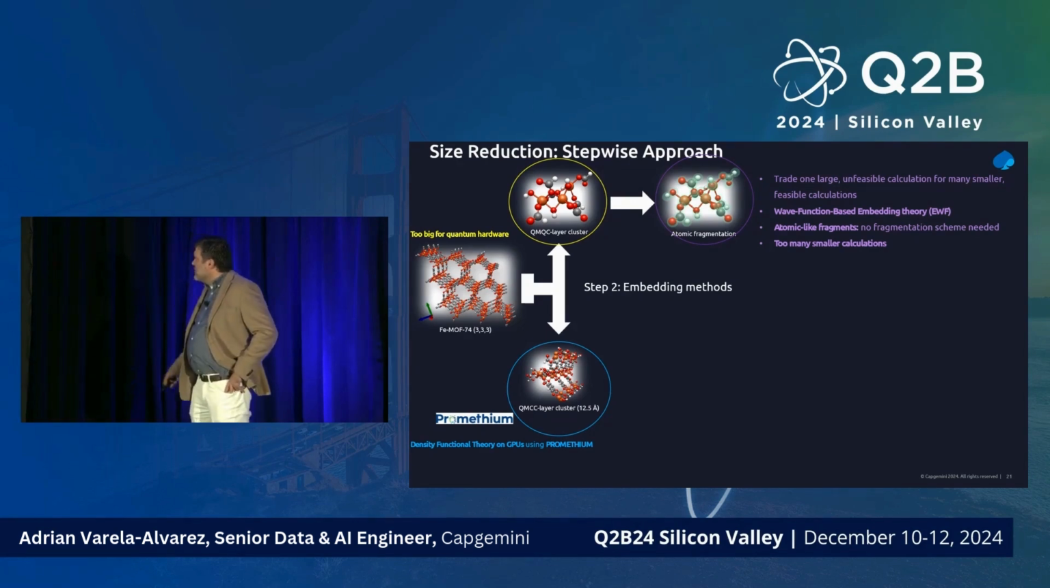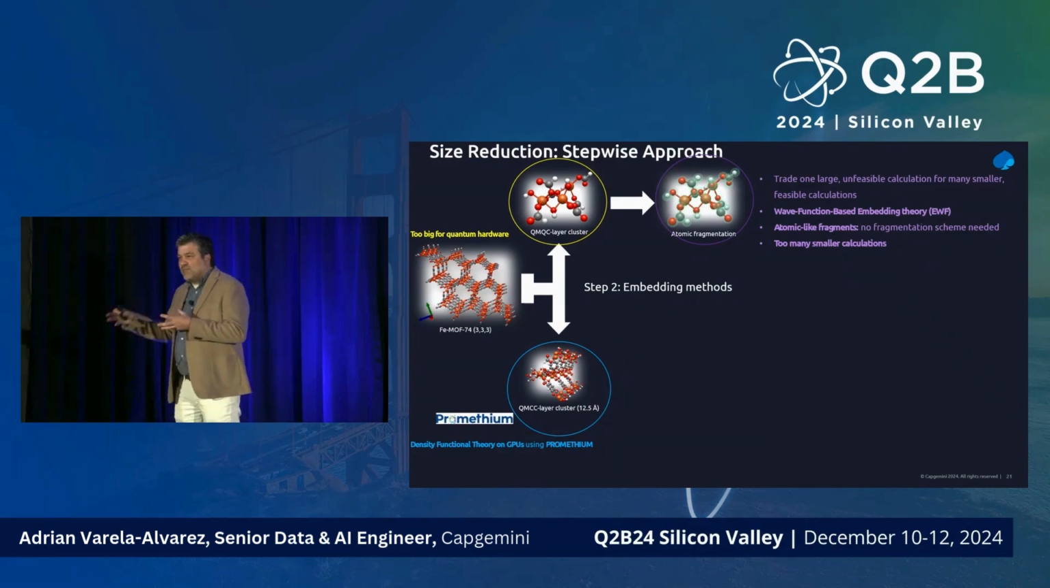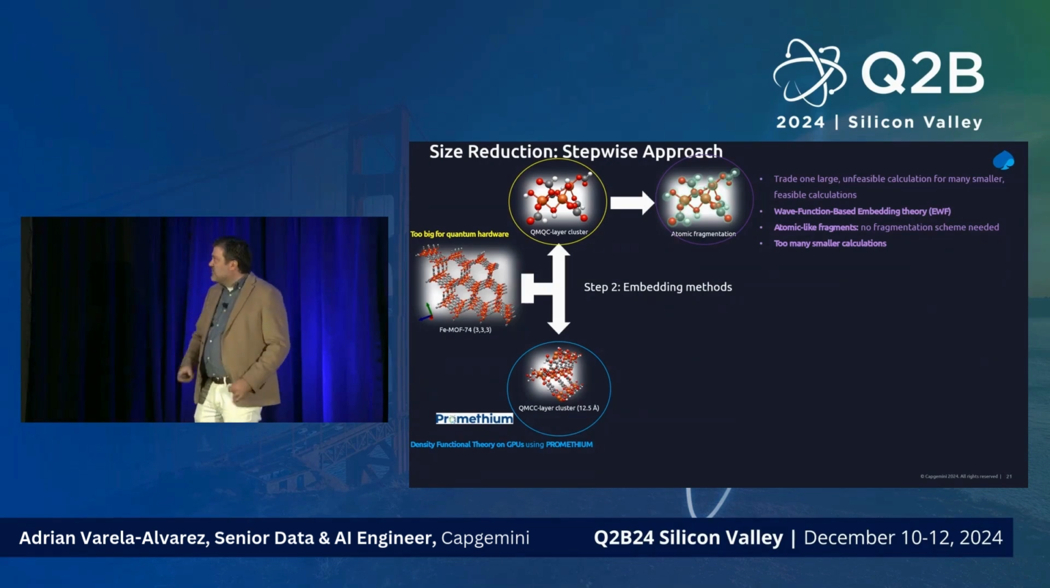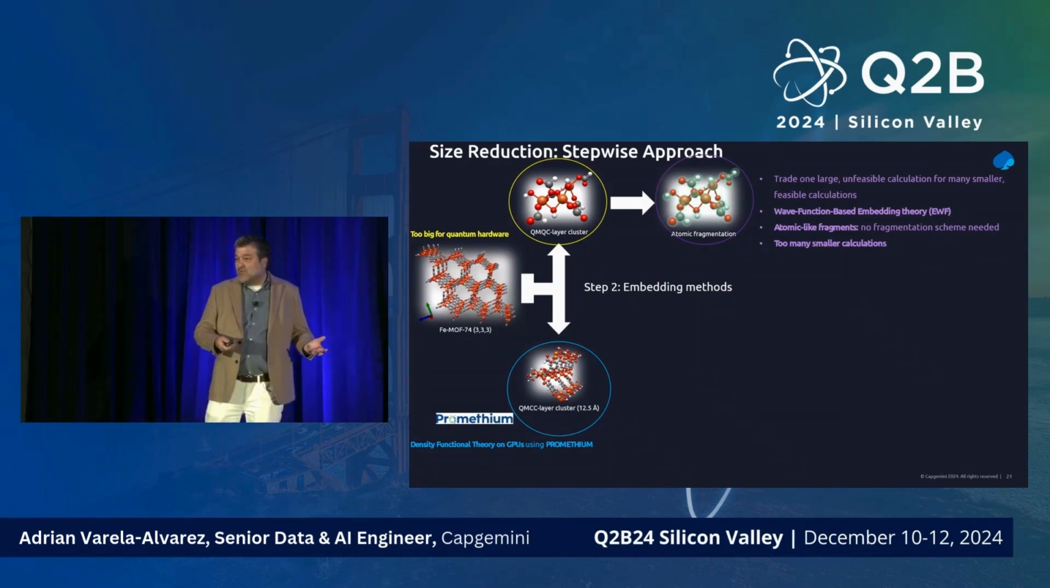One of the reasons we want to use this approach is because we can use atomic-like fragments. That is very interesting for us because it also removes one of the problems with this kind of methodology, which is how you are going to fragment the system. In this case, you can use atoms, and they are very small. Now our problem is we are turning just one calculation into something like 30, 40, 50 atomic calculations, and those are many calculations, especially if we are going to send all of them to a quantum computer.